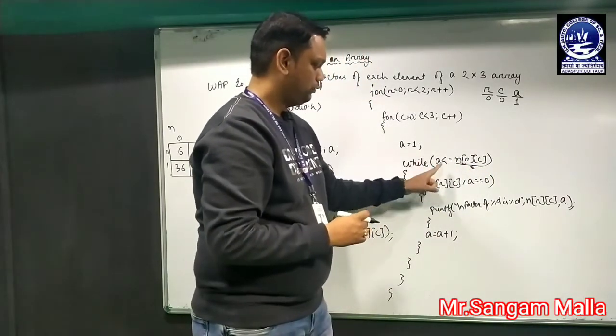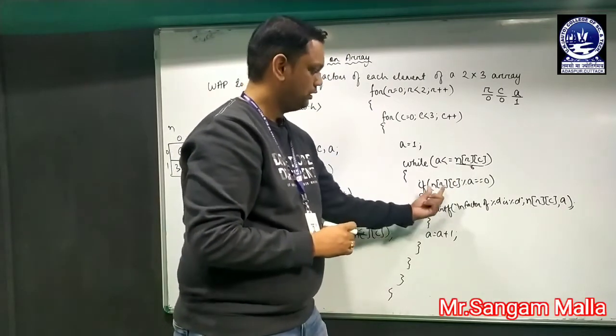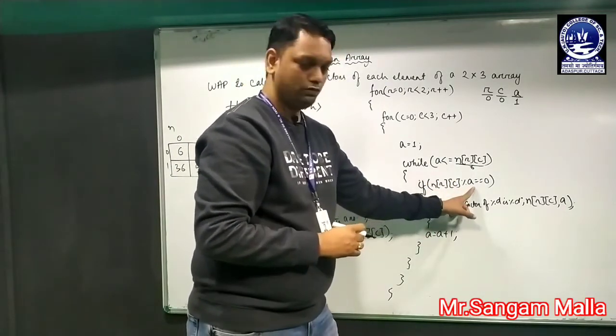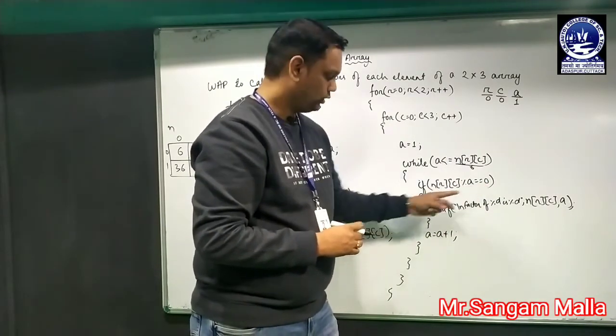So a is having the value as 1. So it will check 1 is less than equal to 6. Yes, true. It will come over here. 6 is divisible by 1. Yes, true, because 6 is divisible by 1 and the remainder is 0. So the condition will satisfy.